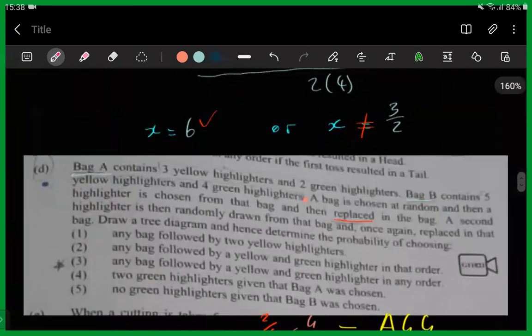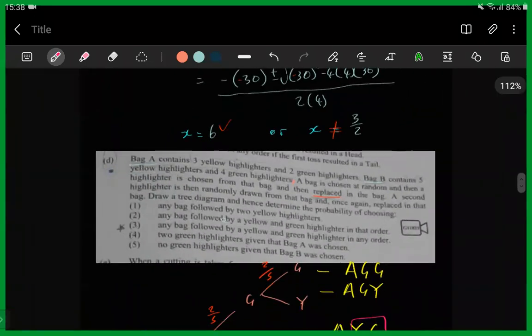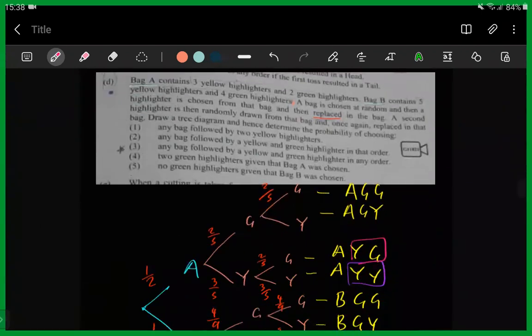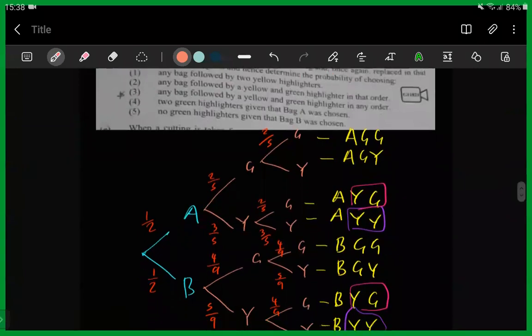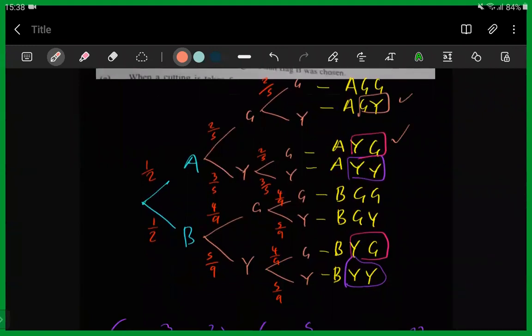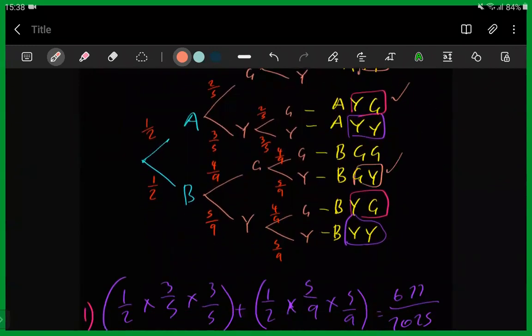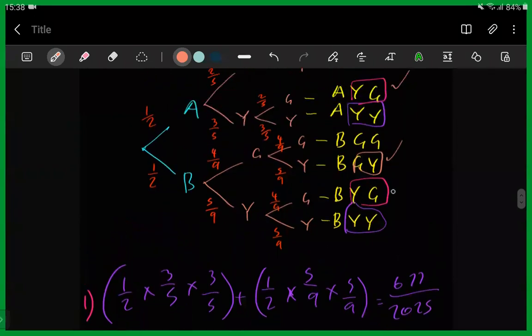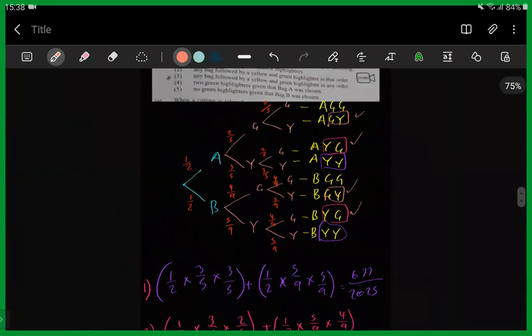The third one says the probability of choosing any bag followed by a yellow and a green highlighter in any order. So all we need is a mixture of green and yellow in any order. Green and yellow here qualifies, yellow and green here qualifies, green and yellow here qualifies, yellow and green here qualifies. So we have these 4 of them. We have to add up all those 4.